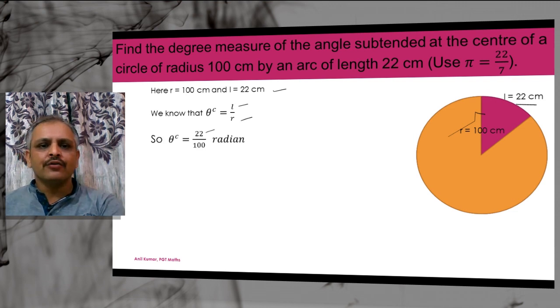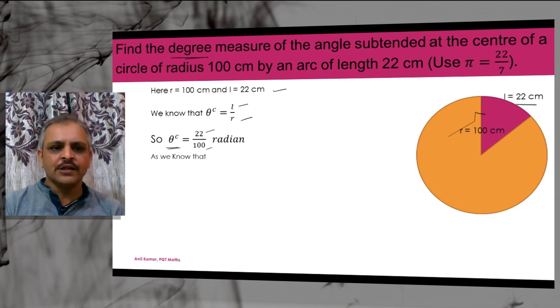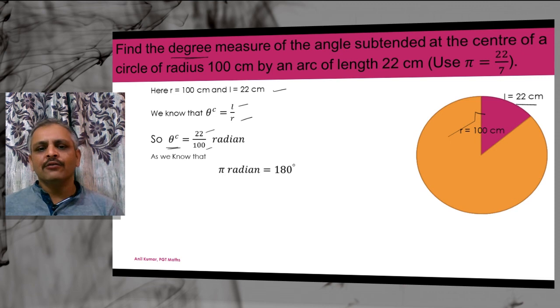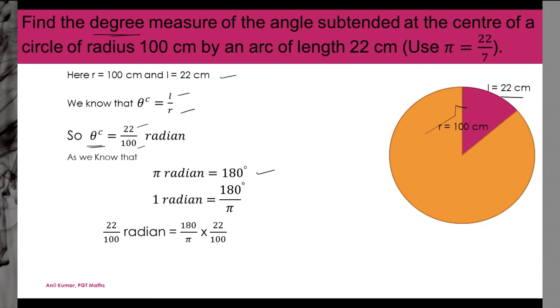So L is 22, R is 100, so 22 by 100 radian. But he asked to find the angle in degree measure, so we have to convert the radian into degree measure. As we know, the relation is pi radian is equal to 180 degree, and 1 radian will be 180 by pi, and 22 by 100 radian will become 180 by pi into 22 by 100.